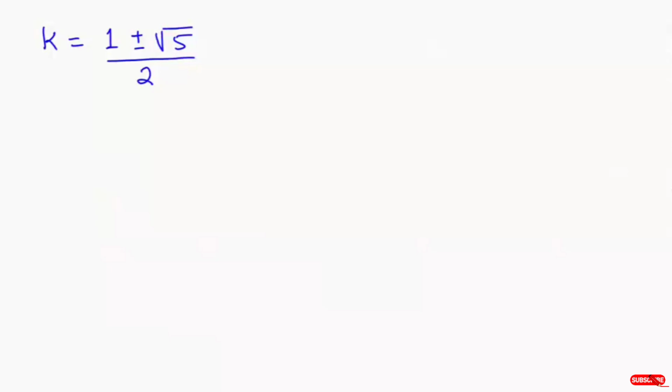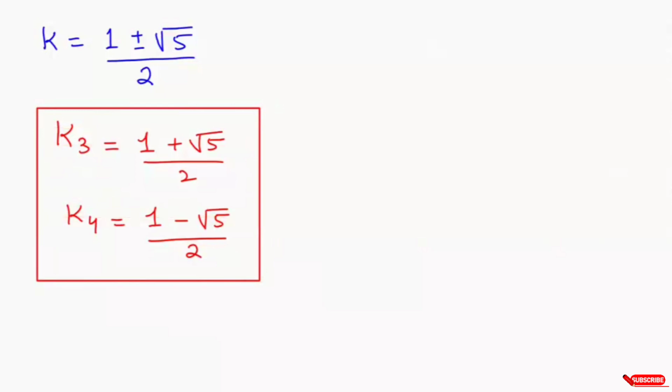Now here we get the two real roots from this m value. So this is our k3 is equal to 1 plus root of 5 over 2, and k4 is equal to 1 minus root of 5 over 2. So this is the final answer.